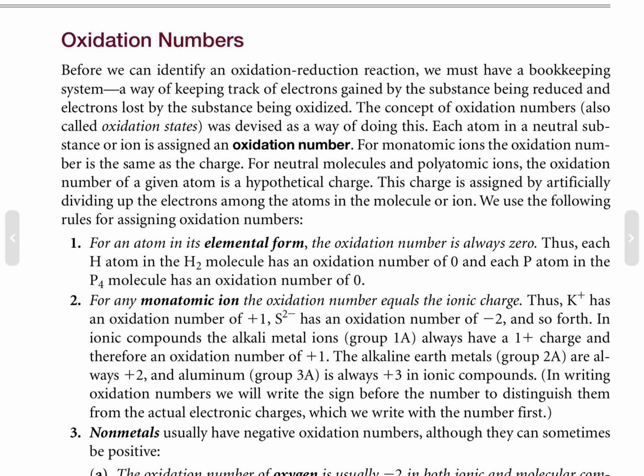Each atom in a neutral substance or an ion is assigned an oxidation number. For monatomic ions, the oxidation number is the same as the charge. For neutral molecules and polyatomic ions, the oxidation number of a given atom is a hypothetical charge. This charge is assigned by artificially dividing up the electrons among the atoms in the molecule or the ion. We use the following rules for assigning oxidation numbers. Number 1.